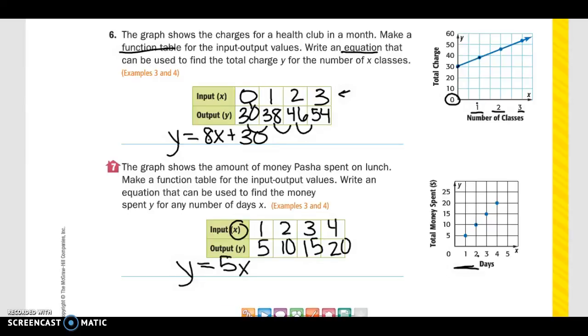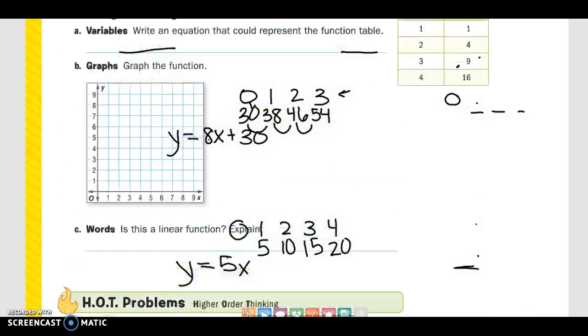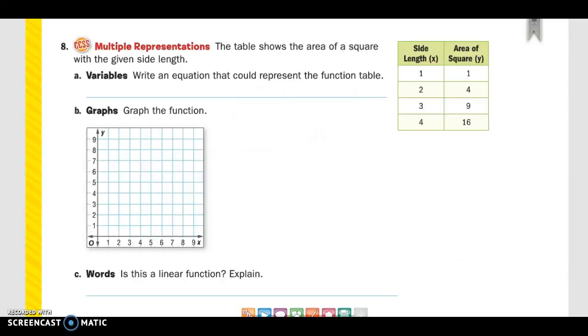We're going to look at number 8. Okay, the table shows the area of a square with the given side lengths. So we're going to take that equation and we're going to make an equation. So we're looking at the table. We have 1 to 1, 2 to 4, 3 to 9, 4 to 16. Okay, so remember, if you don't know, to find the area of a square, we can either square one side or multiply two of them together. So you can either write y equals x times x or y equals x squared. Because x squared just means we're going to multiply x twice.